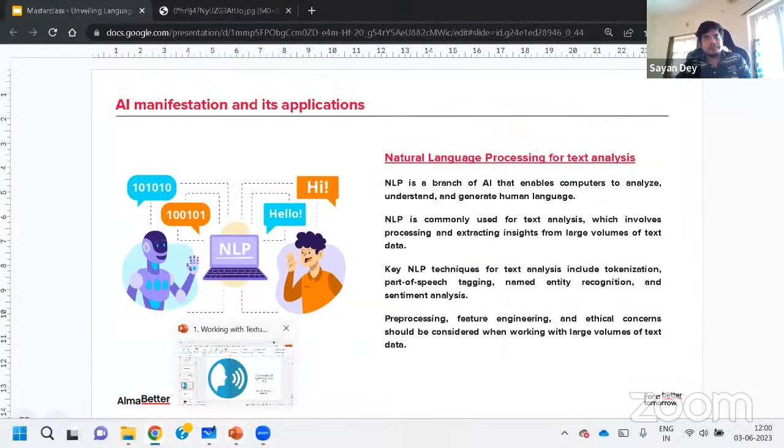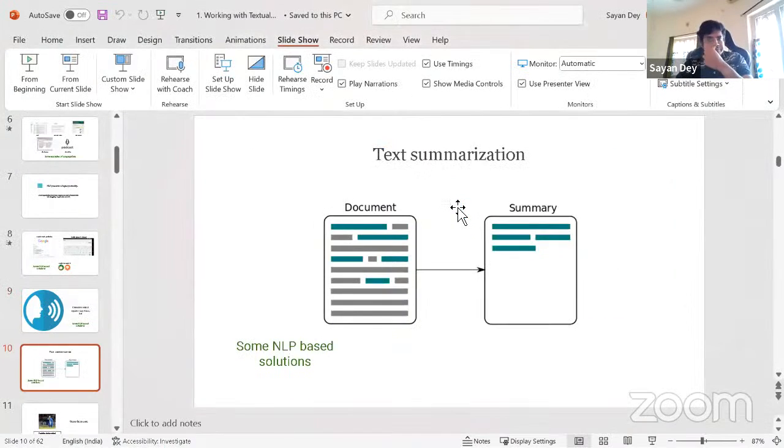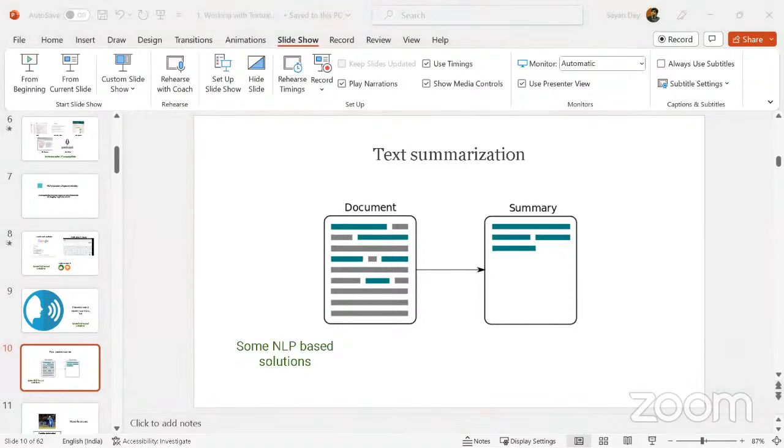Now, a few other applications we can talk about. Text summarization. This is also a great application with respect to NLP. Maybe one of you can tell me what could be an application here for text summarization. Where do you see this being useful? Maybe take up a related domain where you think this will be useful.